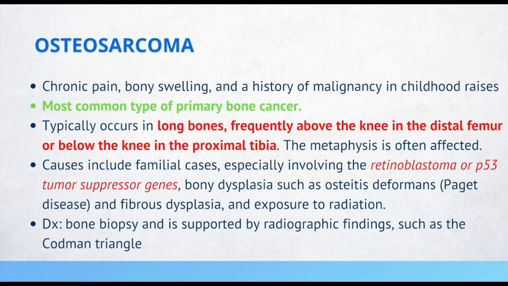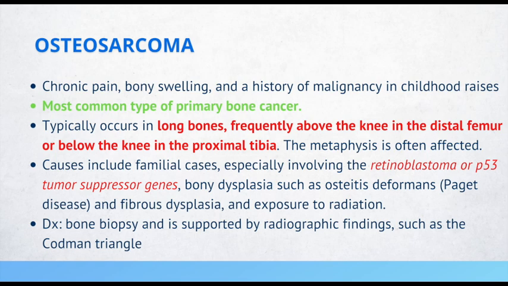Causes include familial cases, especially involving the retinoblastoma or p53 tumor suppressor genes, bony dysplasia such as osteitis deformans or Paget's disease, and fibrous dysplasia, and exposure to radiation. To diagnose this condition, you need to do bone biopsy, and it's also supported by radiographic findings such as the Codman's triangle.